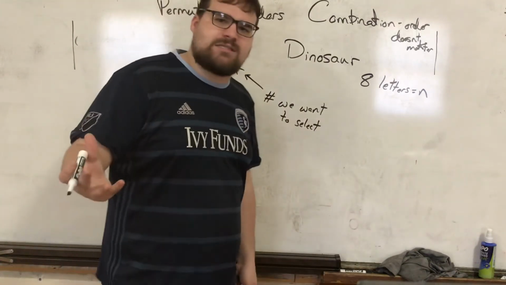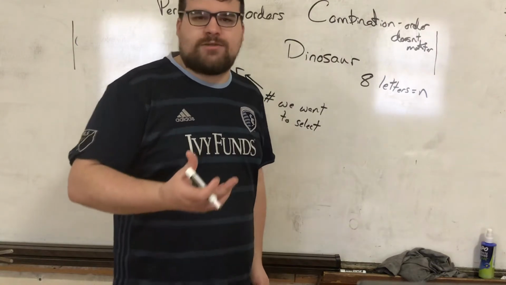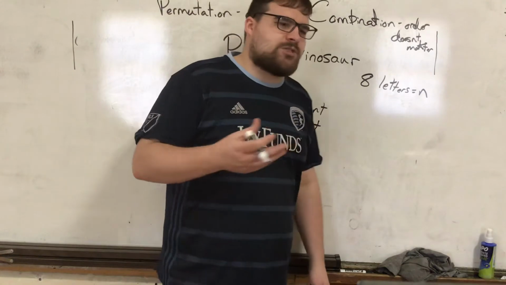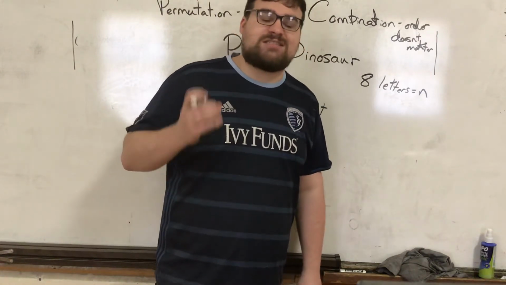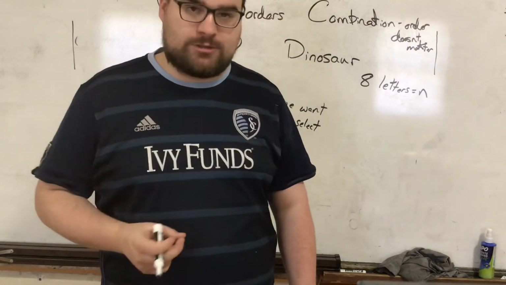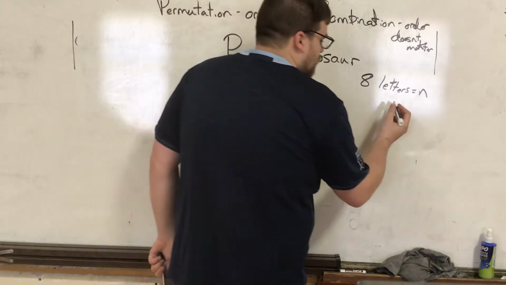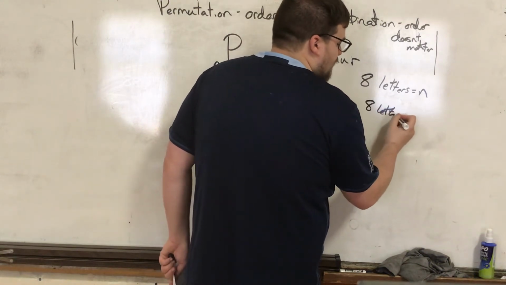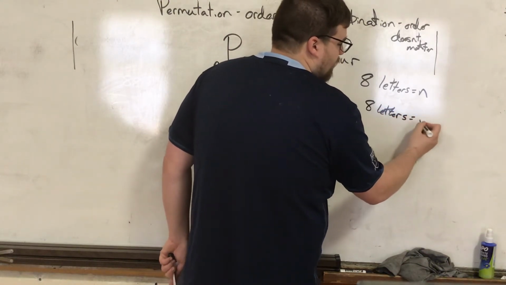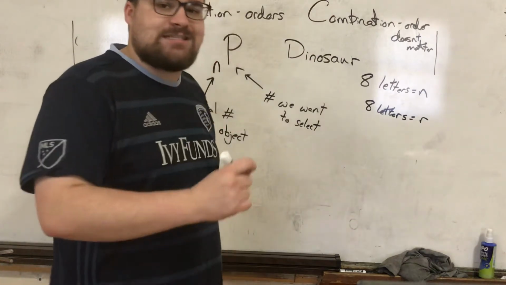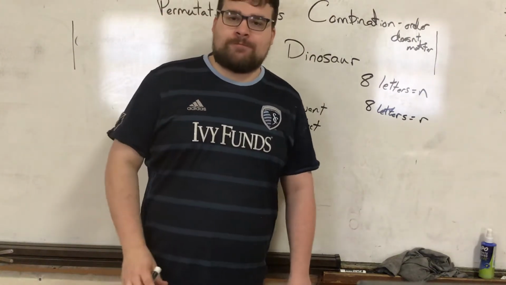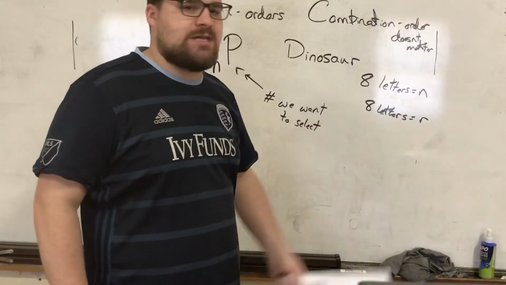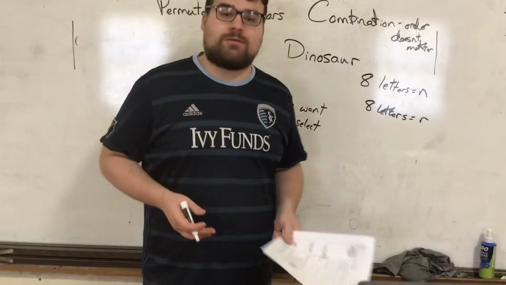Does it specifically say how many arrangements of 3 letters can you use? Does it say how many arrangements of 5 letters? No, it says how many arrangements of all the letters. So in this case, r, the number of letters we care about, or the number of objects we care about, is also 8. That's what's really important, to determine how many we care about. And in a question like this, we care about all of them.